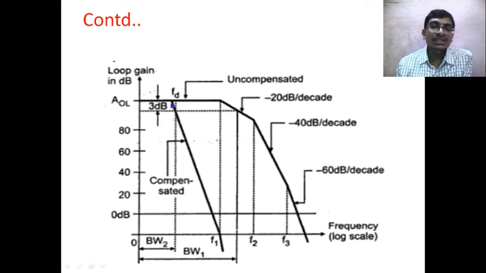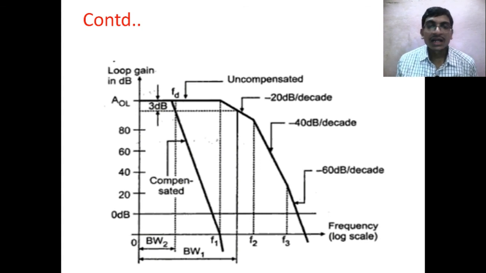Because fd has been chosen like that, the bandwidth is this one, where we get minus 3 dB from the maximum. This is the actual bandwidth. When we use a compensation network, the bandwidth will decrease. Within this short frequency range we get the minus 3 dB value, so the bandwidth is reduced, but the gain will roll off at a constant rate of minus 20 dB per decade. That is our main intention.